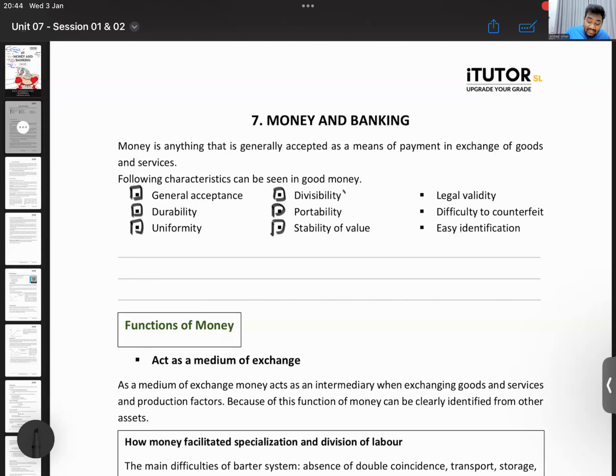Then legal validity. So money, anyone can't reject. If someone comes and gives money for something, now something like credit cards, people can reject. That is why, have you all seen now in Uber or PickMe, when you go for card payment, they don't take it, they say no. But if you give money, no one can reject it. You can even go and file a complaint against it. It's legally valid. And then difficult to counterfeit.